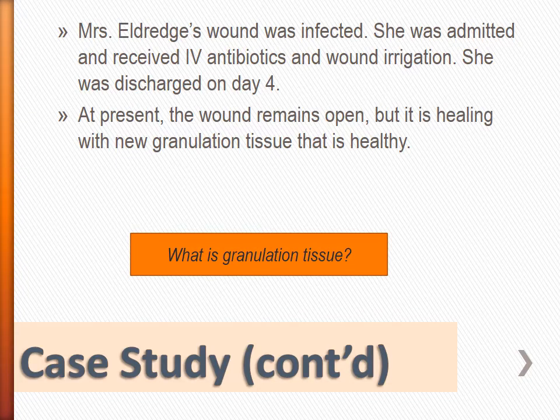Mrs. Eldridge's wound was infected. She was admitted, started with IV antibiotics. At present, the wound remains open but it's healing with new granulation. And what is granulation tissue?